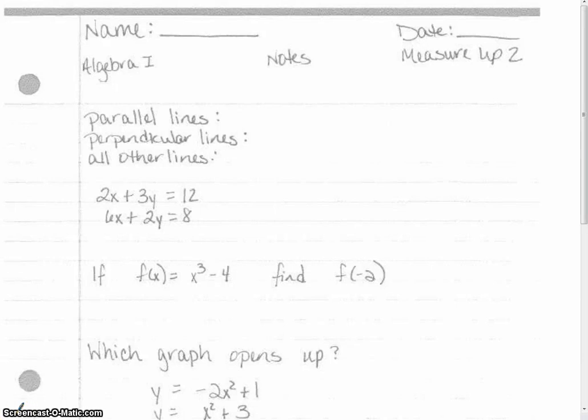This video is for Algebra 1, the notes for Measuring Up Day 2. Just a reminder, you learned in junior high that parallel lines never touch. Well, we also learned in Algebra 1 what makes them not touch: they have the same slope. Remember, when you have y by itself, slope is the number in front of x.